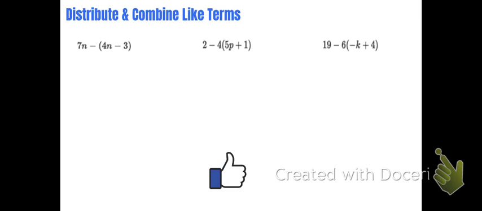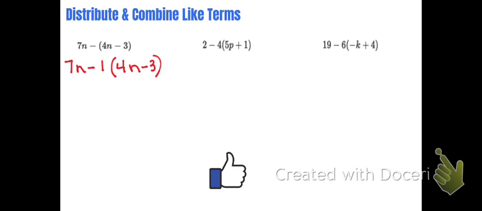Here we're going to simplify these expressions by distributing and combining like terms. You always first distribute. Get rid of the parentheses first. So if you look at the one over here on the far left, there's parentheses, but there's no number in front of the parentheses. There's just that minus sign. If there isn't a number in front of the parentheses, you assume that number is 1.